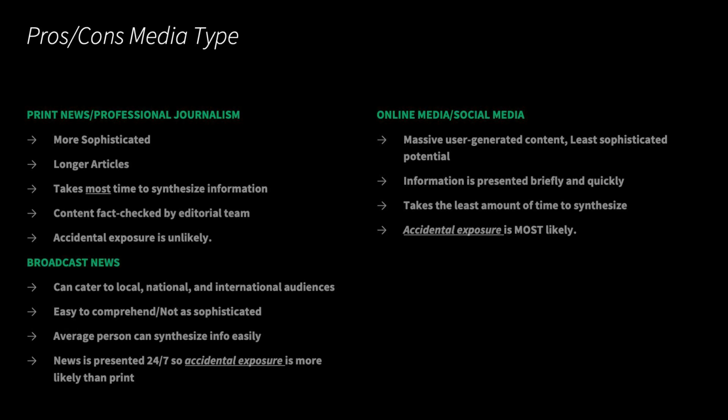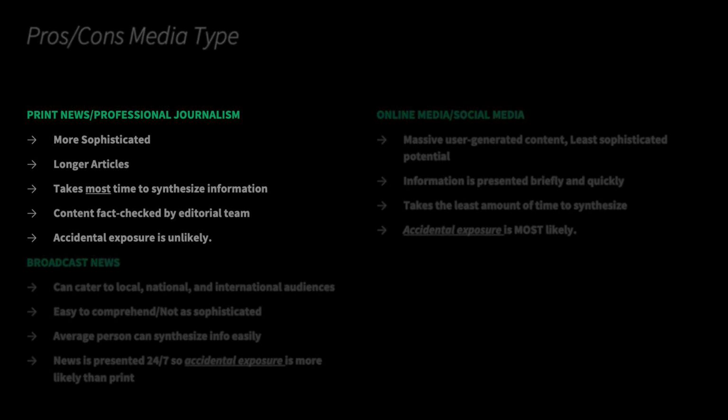And that leads us to considering the pros and cons of each of these major media types. So when it comes to print news, when we're talking about professional journalism, generally this is regarded as the most sophisticated type of news that you can consume. The articles are longer, they take the most time to synthesize, the content is fact-checked by an editorial team, and accidental exposure is least likely, meaning that there's the least amount of manipulation being exerted to influence your opinion.